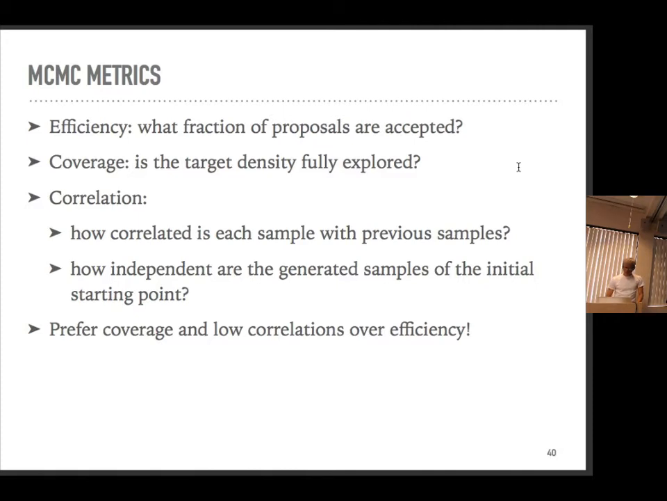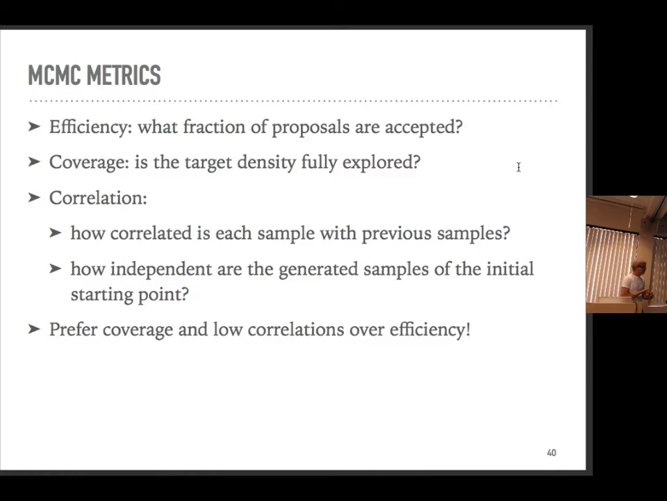Okay, so we should talk about metrics. Suppose you want to try different samplers. Should I use Gibbs? Should I use Metropolis-Hastings? Do I need to really bite the bullet and use this fancy Hamiltonian stuff? So we need to have some metrics to compare different methods.